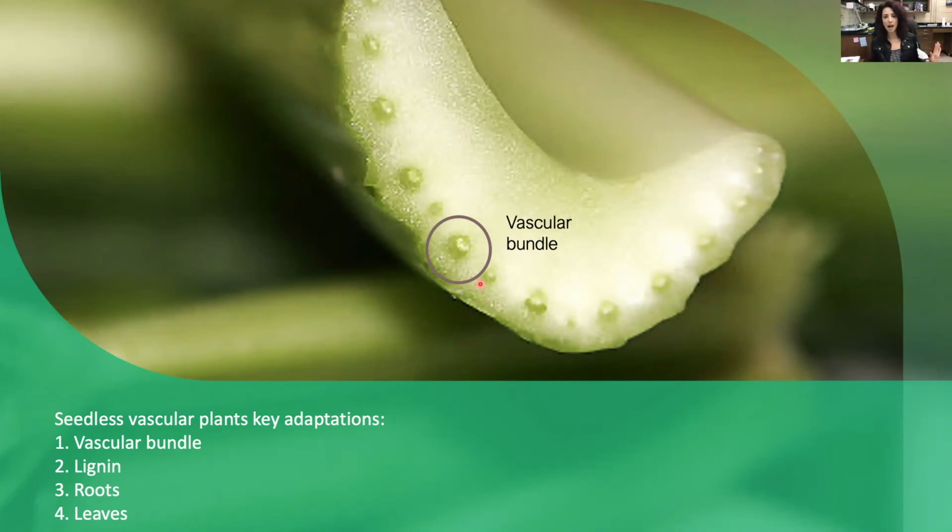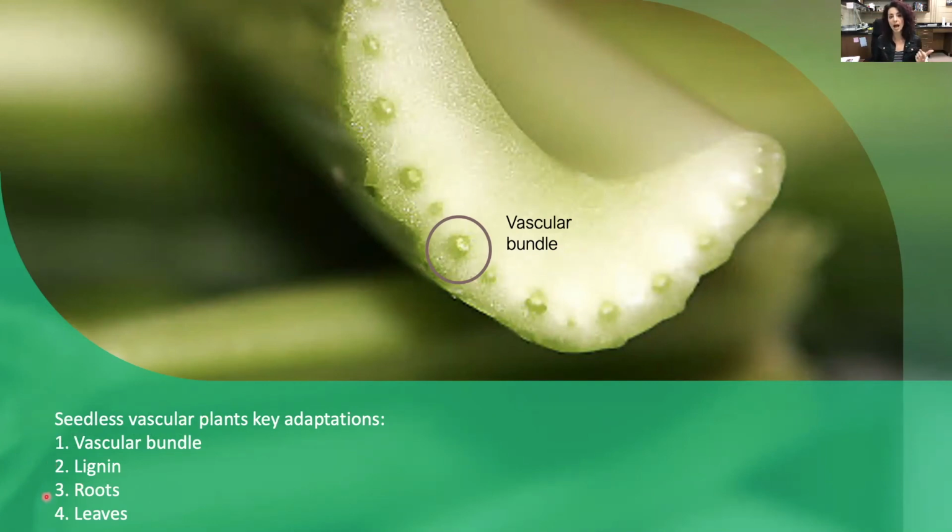So unlike the bryophytes, which are most notable as gametophytes, these seedless vascular plants are most notable in their sporophyte form. That is the most recognizable and dominant phase of their life cycle. So the vascular bundle represents one of the key adaptations that allow the vascular plants to be so ubiquitous on our planet, but also they have the presence of lignin.